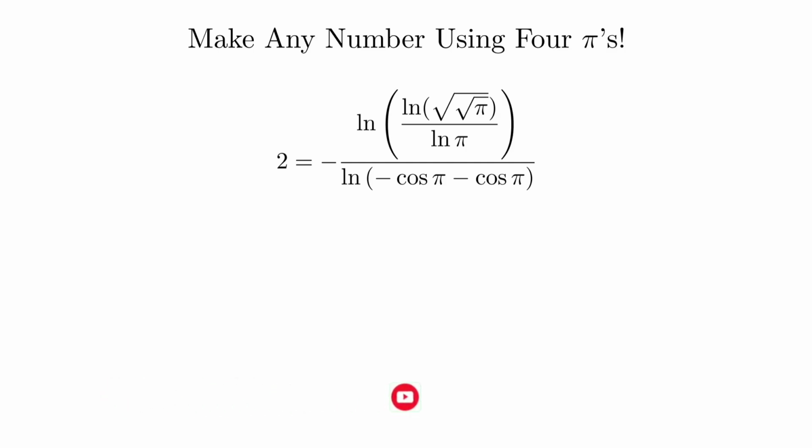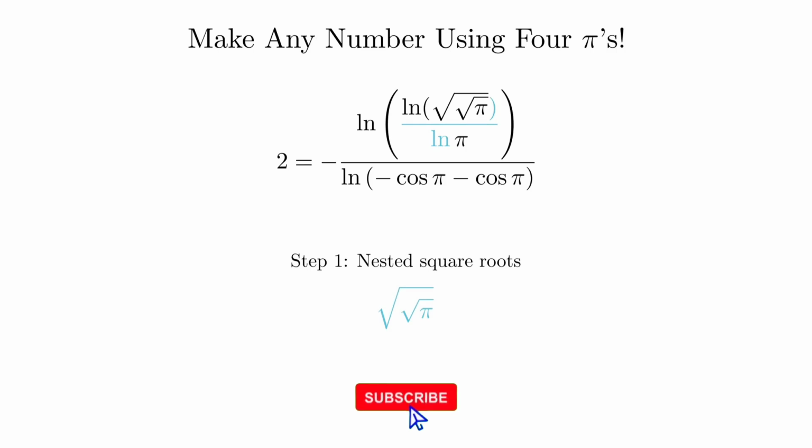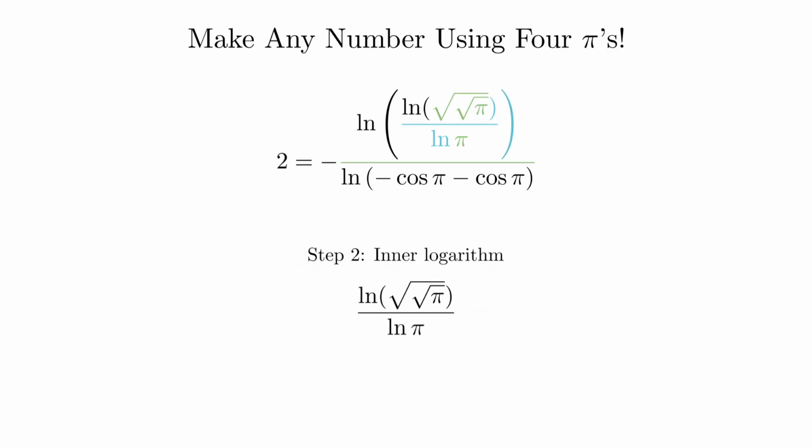First up, we've got these nested square roots of pi. That's 2 of our 4 pies right there. This is like taking the square root of pi and then the square root of that result. This simplifies to pi to the power of 1/4. Think of it as pi raised to a fractional exponent. It's just a cleaner way to write those nested roots. Got it? Cool, let's move to the next part.